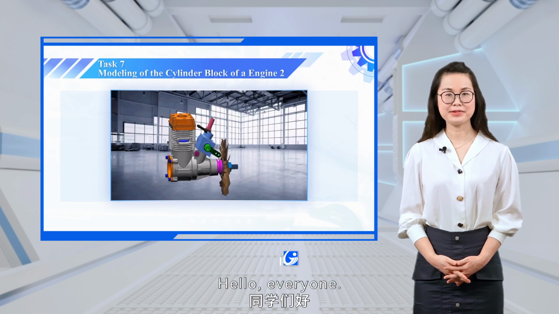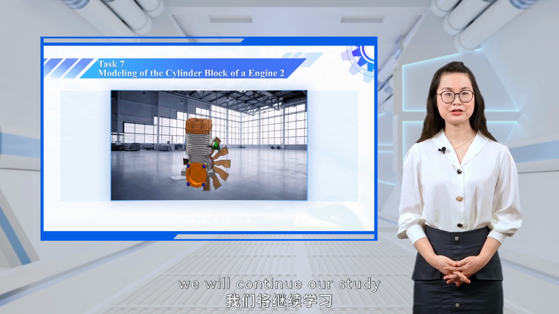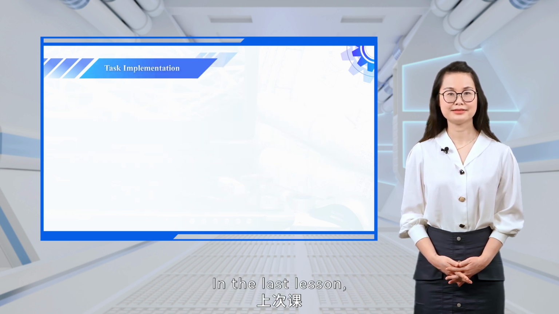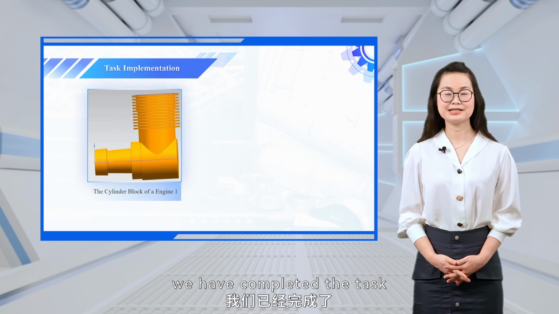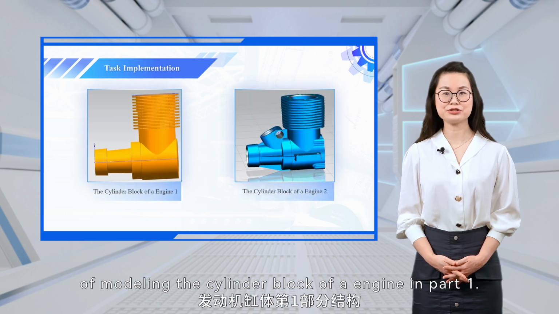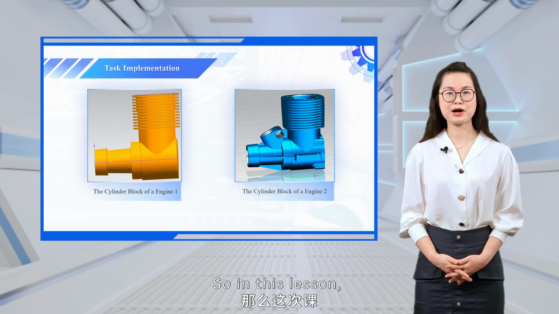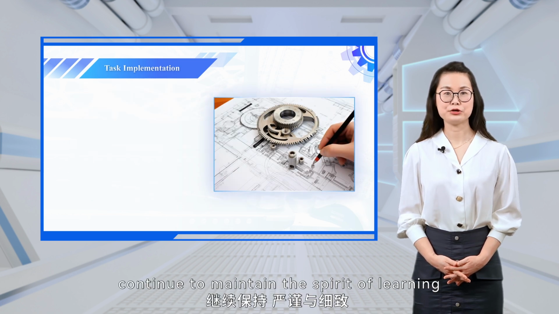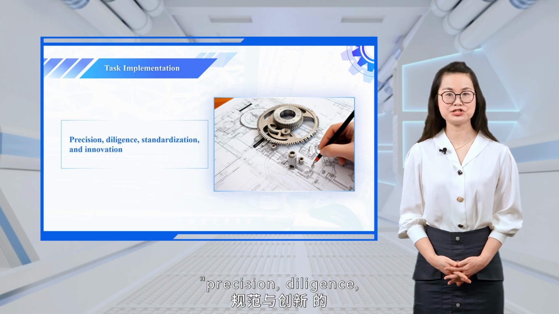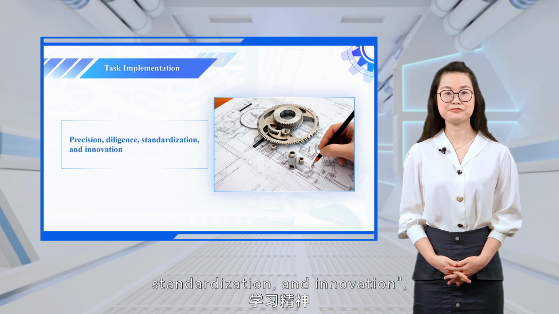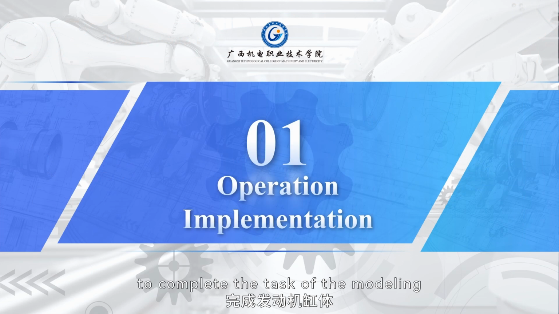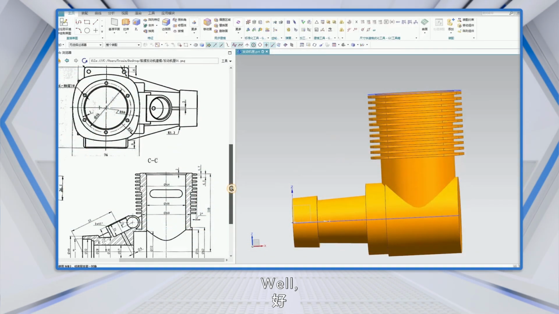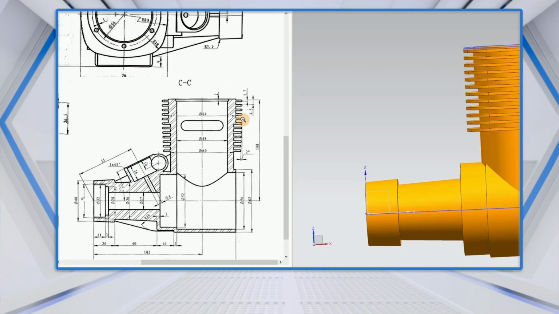Hello, everyone. In this lesson, we will continue our study of modeling of the cylinder block of an engine. In the last lesson, we completed Part 1 of the task of modeling the cylinder block of an engine. So in this lesson, let's open the UG software, continue to maintain the spirit of learning precision, diligence, standardization, and innovation to complete Part 2 of the task. Well, let's pay more attention.